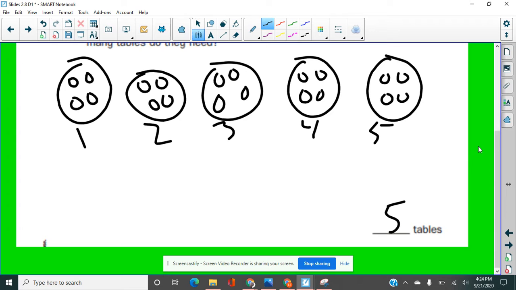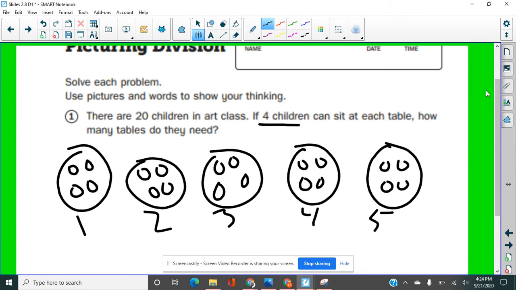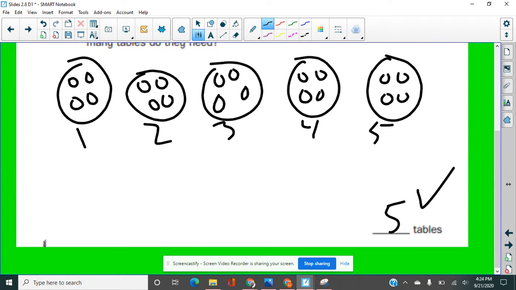Now, remember, we said we were going to use this APE strategy. So we have to make sure that we have the answer, the proof, and the explanation, because we have to use pictures and words to show our thinking. So the answer, we have that. It's right there. The proof, we have that also. Now, if we wanted to write it as a division problem, we could. This would count as the proof also. Right? 20 divided by 4 equals 5. But if you just have the picture, that's fine. So we have the proof.